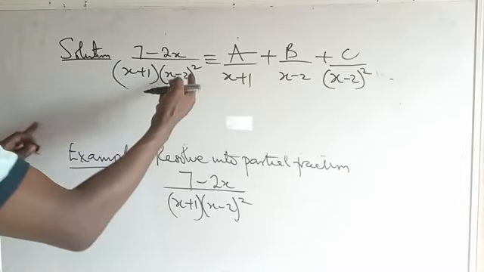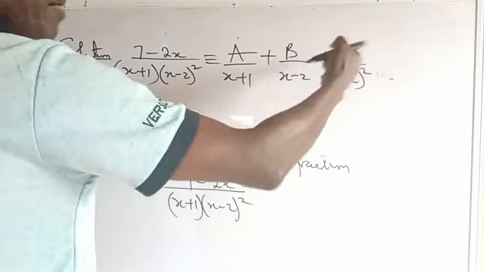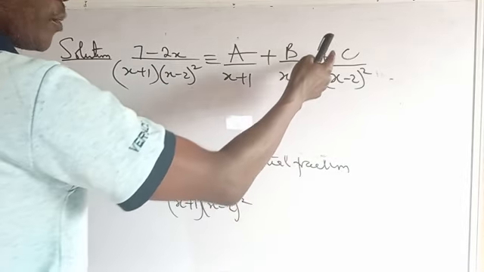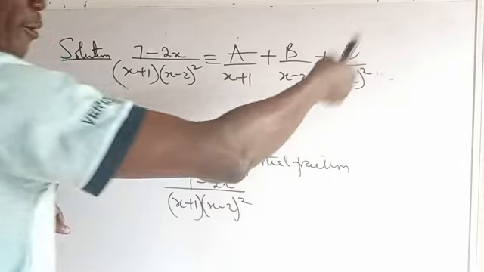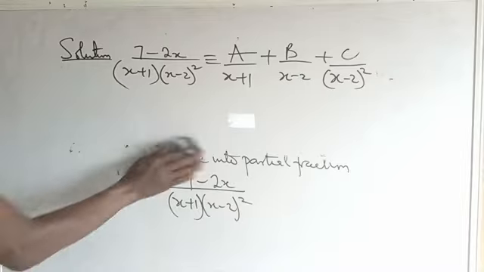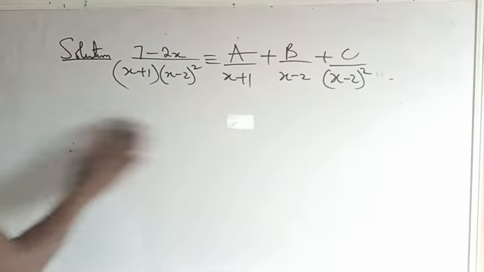So if it had been raised to power 3, that means we need 3 more constants. The first one will be B all over x minus 2 plus C all over x minus 2 squared plus D all over x minus 2 raised to power 3. So that is how this is done if you are applying rule 4.